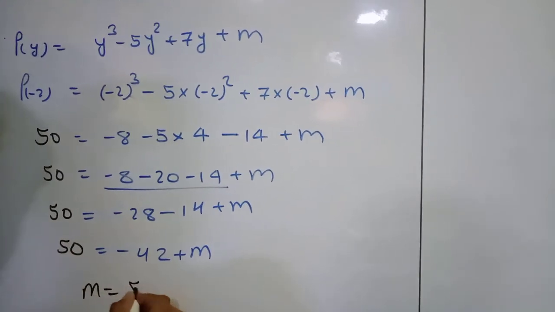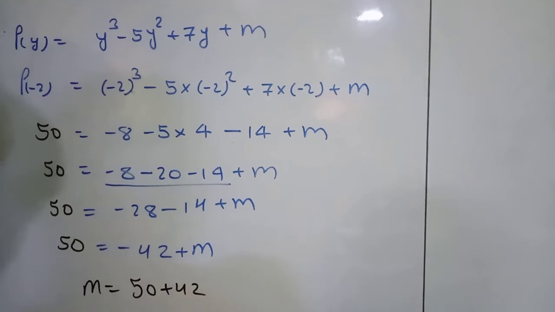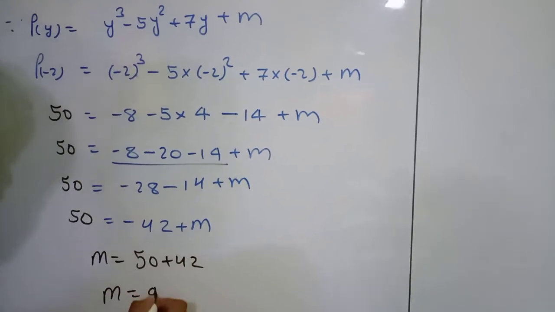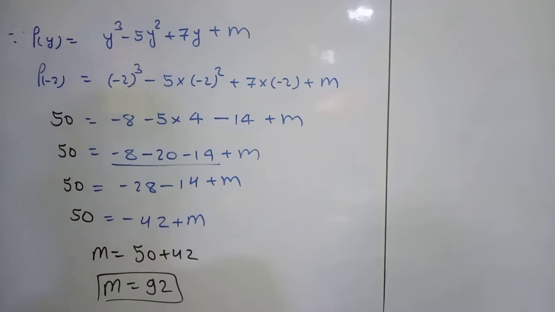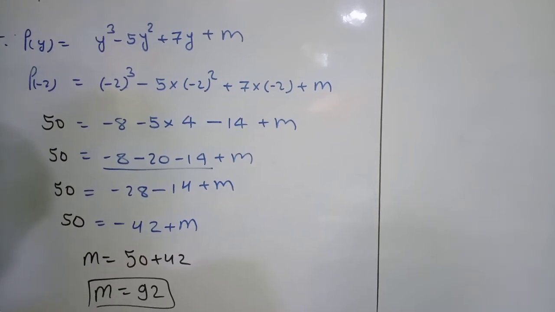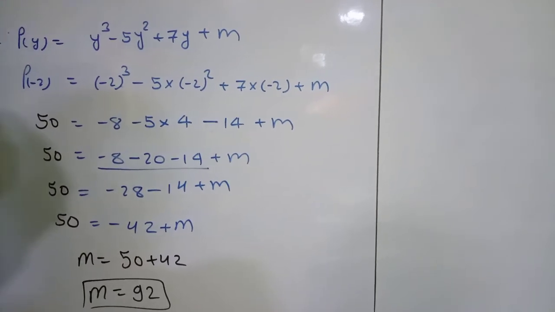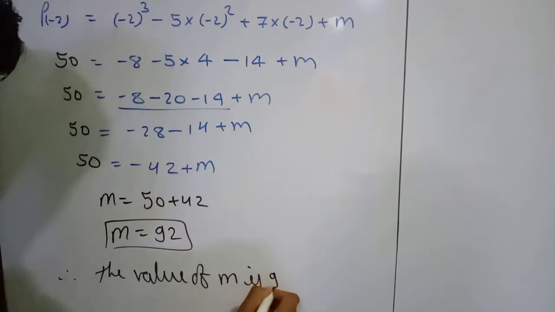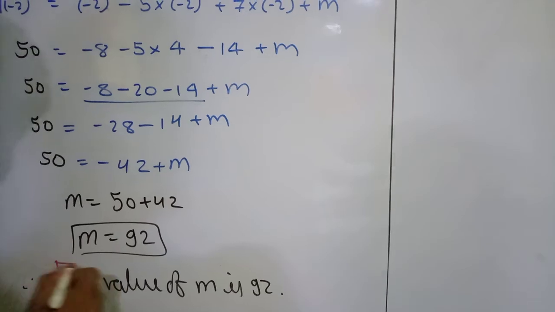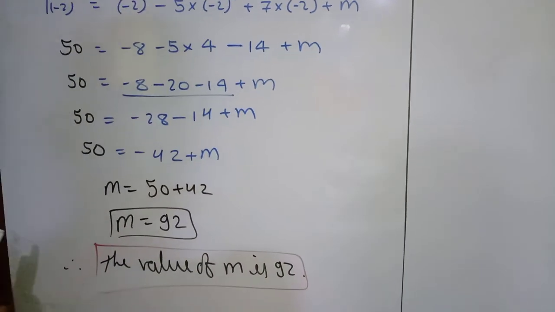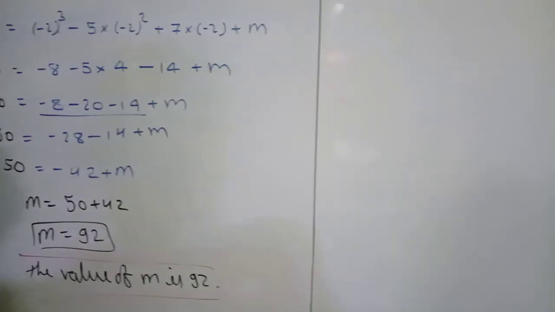m is equal to 50 plus 42. m is equal to 92. Therefore the value of m is 92. This is our answer. Now proceed for question number 7.